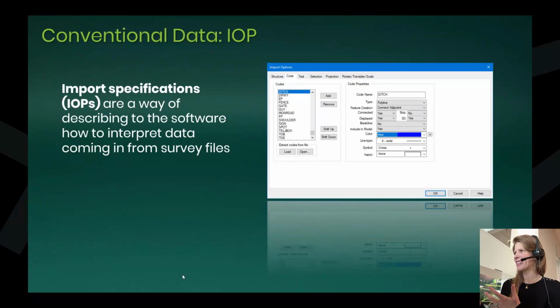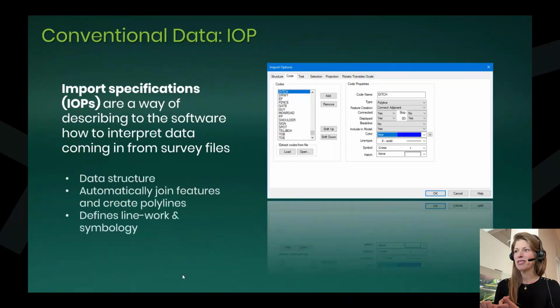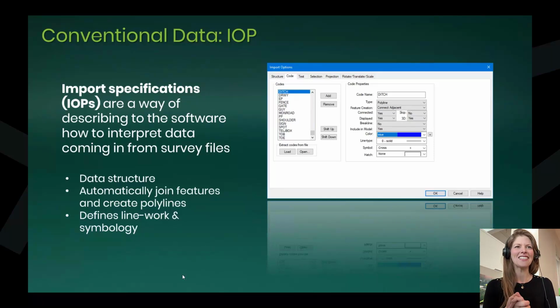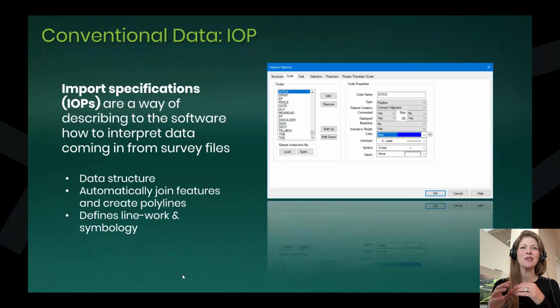So we can set up these things called import specifications. They describe the data structure to the software, letting it know what features to join automatically, where to create polylines, where to put a symbol, what the colors look like. And if you have a surveyor that is constantly giving you data in the exact same format, these import specifications are reusable and can save tremendous amounts of time after that initial setup. So you can just import your data, apply the specification, and it's going to work.